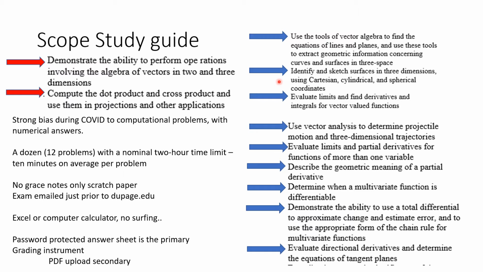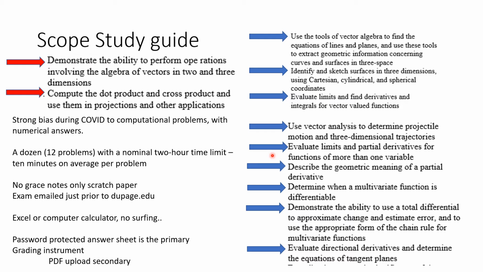We've talked about identifying and sketching surfaces in 3 dimensions using Cartesian coordinates. We did talk just a little bit about cylindrical, but cylindrical and spherical coordinates we're going to talk a lot more about in the future. But we've evaluated limits and found derivatives and integrals for vector valued functions. And we've used vector analysis to determine projectile motion and 3-dimensional trajectories. And I really like projectile motion problems. Those are word problems, applied problems.